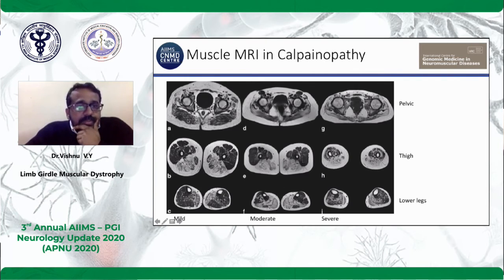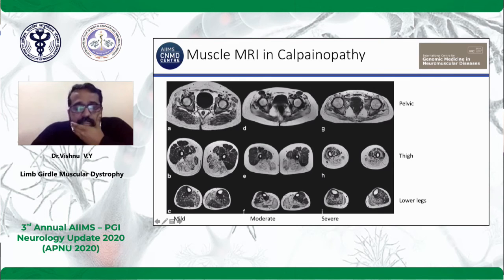Same thing with the calpain. If you do a muscle MRI in calpainopathy, you can see progressively how the gluteus maximus is atrophied, how the anterior compartment is spared in the thigh and the posterior compartment is severely affected. And look at the lower leg, the medial part of the gastrocnemius is affected on both sides, along with the soleus, and the lateral part is spared. It is very characteristic, you see this in calpainopathy.